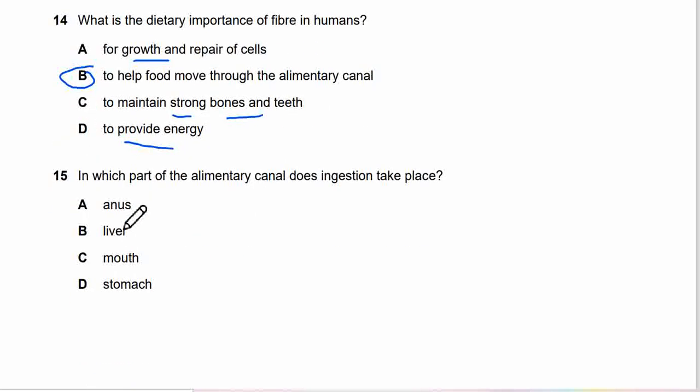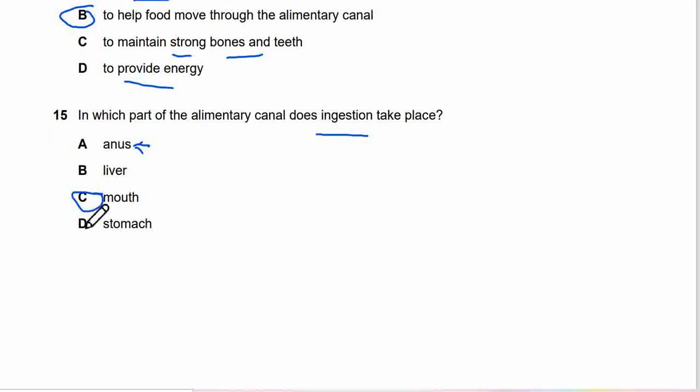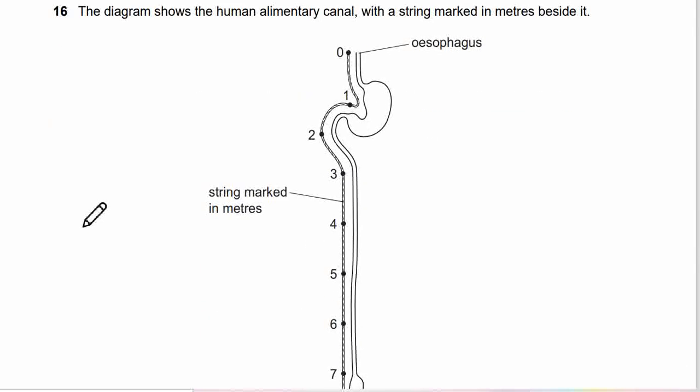Question 15, in which part of the alimentary canal does ingestion take place? Ingestion is how food enters our body, through the mouth. Question 15, C is easy. The anus is egestion, not ingestion. Egestion is the removal of waste from our body. Liver is a gland that secretes enzyme. Stomach is part of the alimentary canal. So the answer is C for 15.